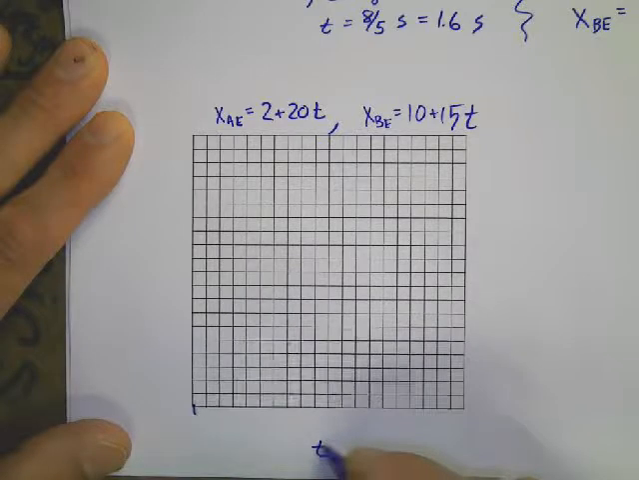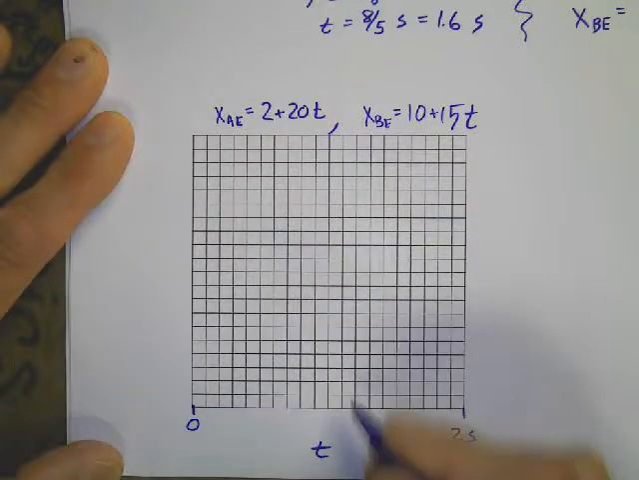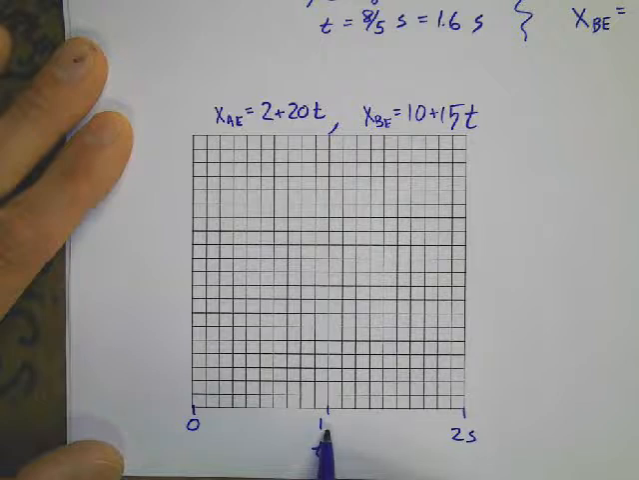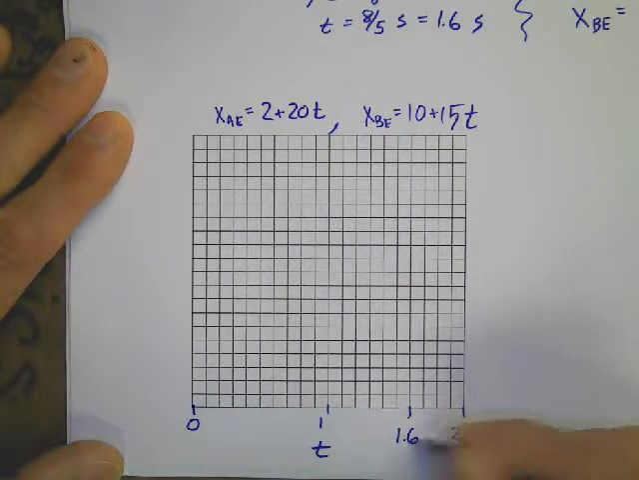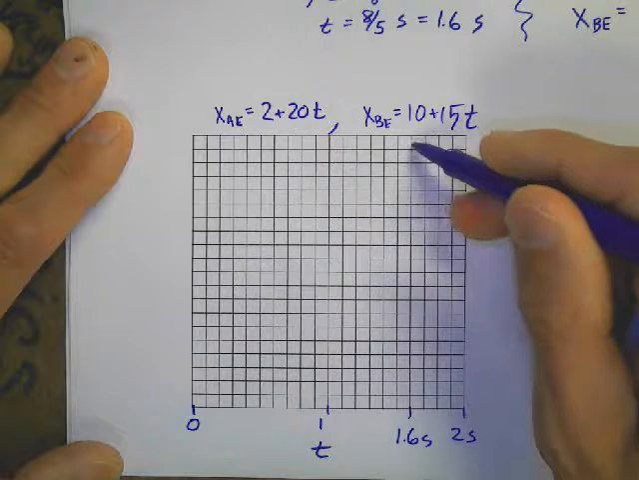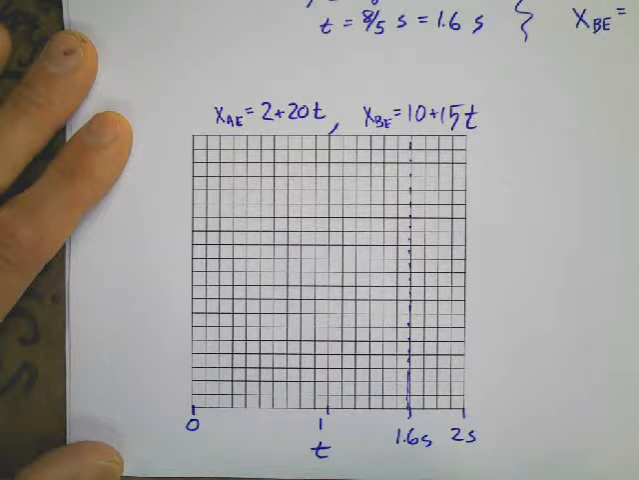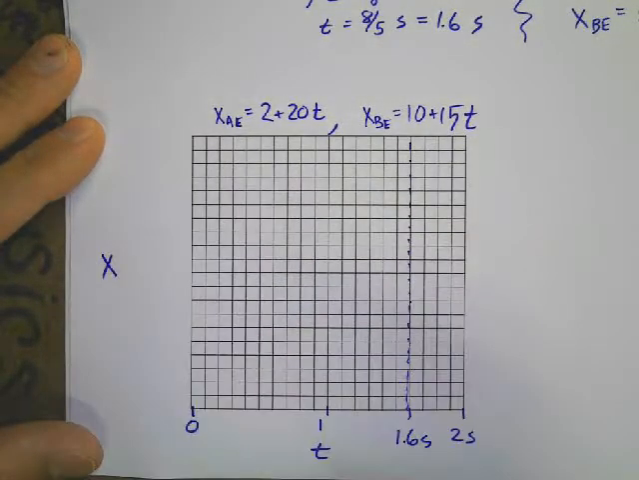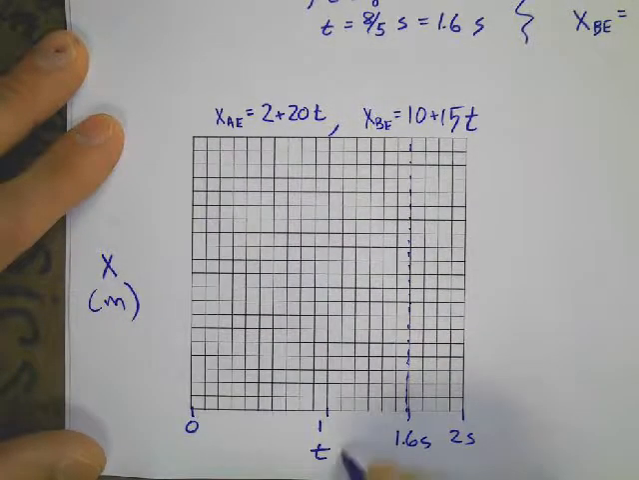For my scale on time, I'm going to start at 0 seconds. I'm going to go to 2 seconds. So that puts 1 right in the middle. 1.6 is going to be 1, 2, 3, 4, 5, 6 right here. I'm going to sketch a kind of a dashed line here. Okay. And then I want to represent position on the other axis. Of course, that's in meters. Time was in seconds.